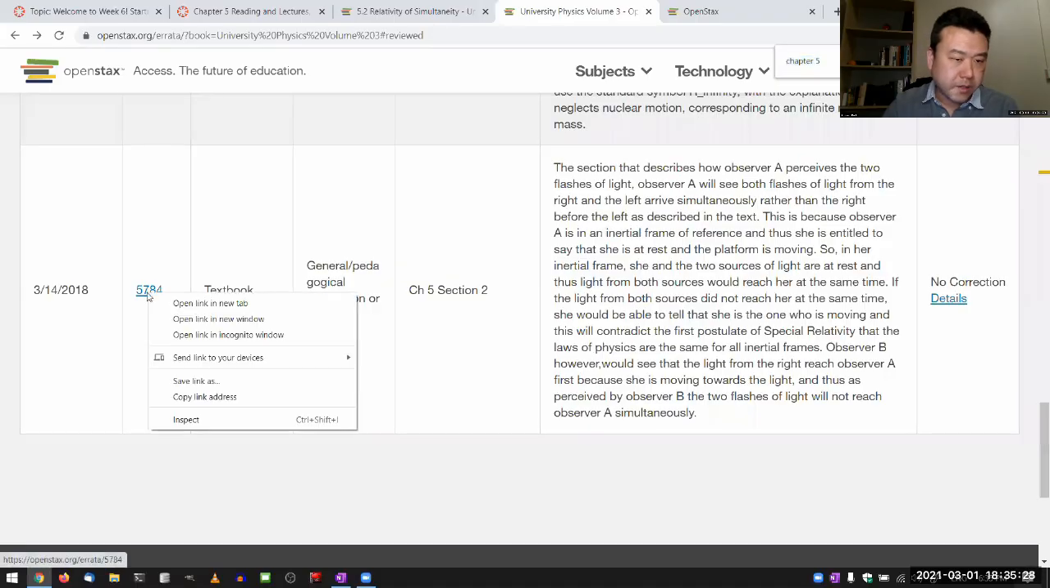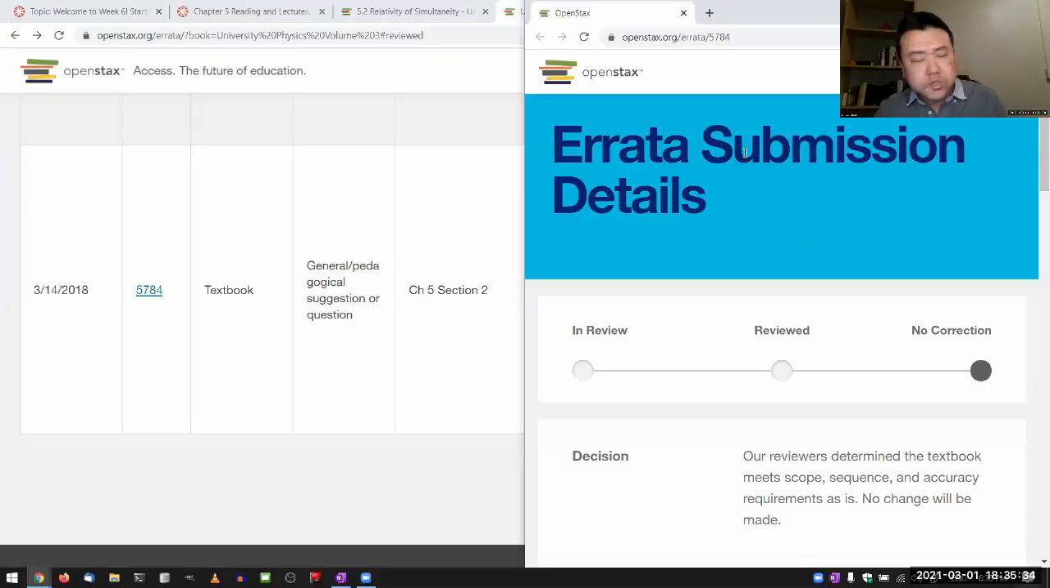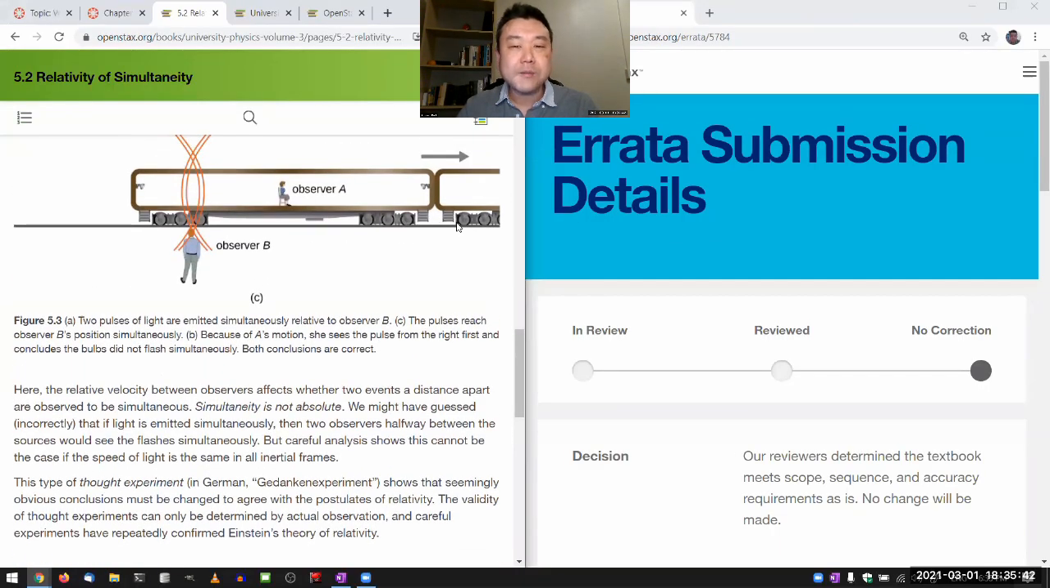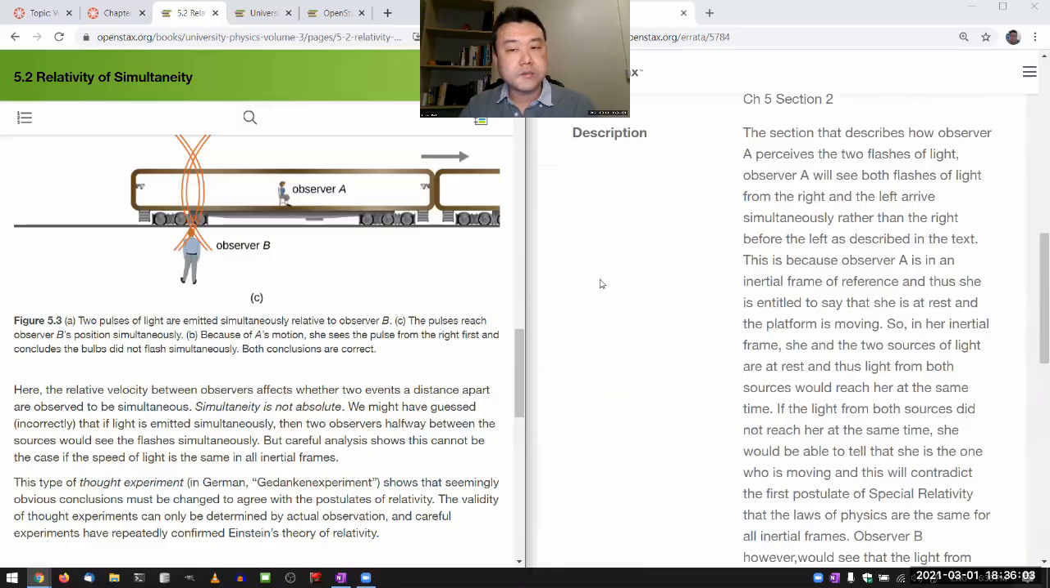So maybe this will be illustrative. Let me try to set this side by side, and I want you to just think through and understand, assuming that you haven't had much time to think about special relativity beyond just learning that second postulate of special relativity, which says that light always travels at speed c. See if what this Errata submission is trying to say is something that you would have agreed with.